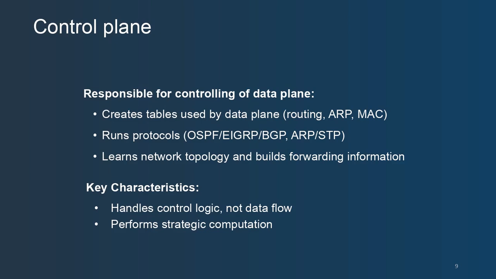The key characteristics are very different from the data plane. The control plane handles control logic, not data flow, and it performs strategic computation. It can afford to be a bit slower and more complex because it makes decisions while the data plane just executes them at high speed.